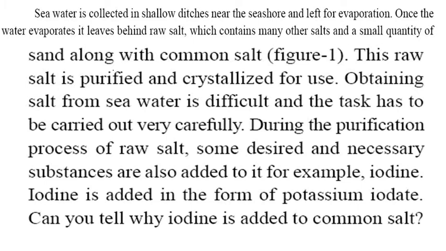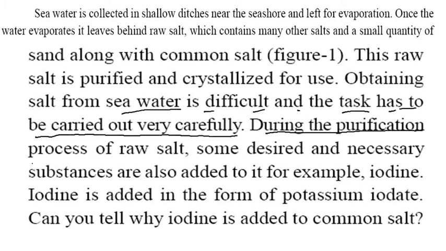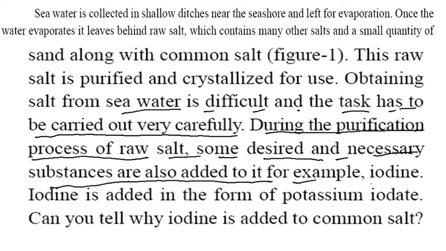Sand comes along with the common salt. This raw salt is purified and crystallized. Obtaining salt from sea water is difficult, and the task has to be carried out very carefully. During the purification process of raw salt, some desired and necessary substances are also added to it. For example, iodine. Iodine is added in the form of potassium iodate.